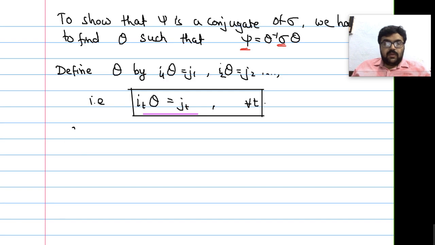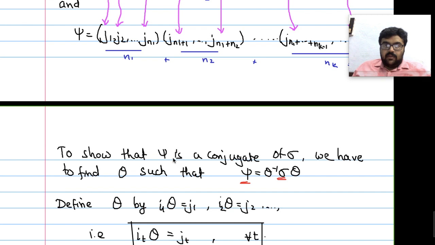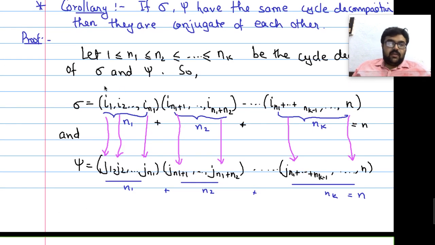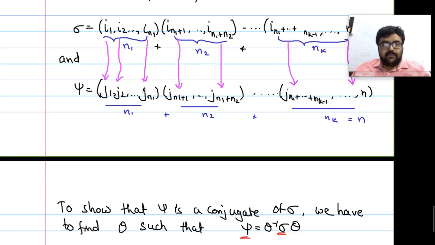Then clearly theta inverse sigma theta equals psi. Why? This is the reason. Sigma sends i1 to i2, agreed? So the conjugate of sigma, theta inverse sigma theta, what it does is it will send theta of i1 to theta of i2. Okay, let me write that if you have got that.